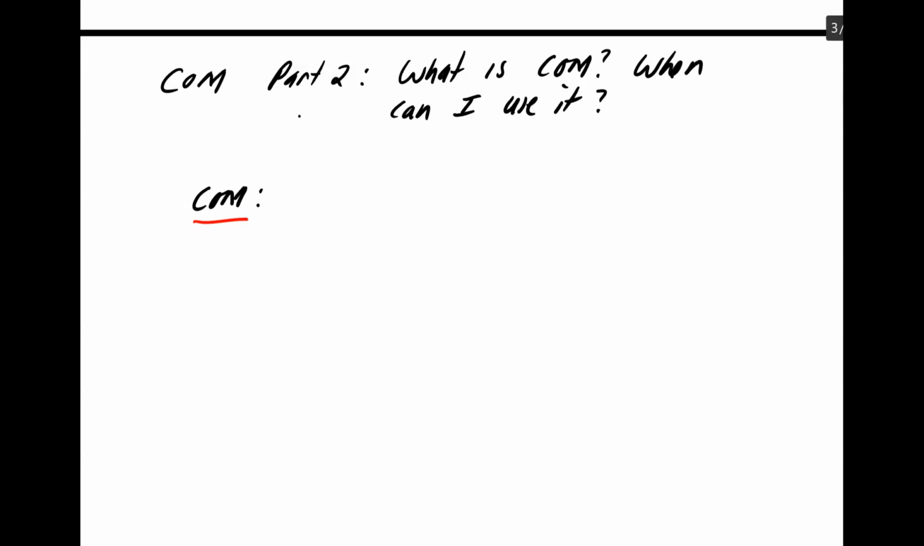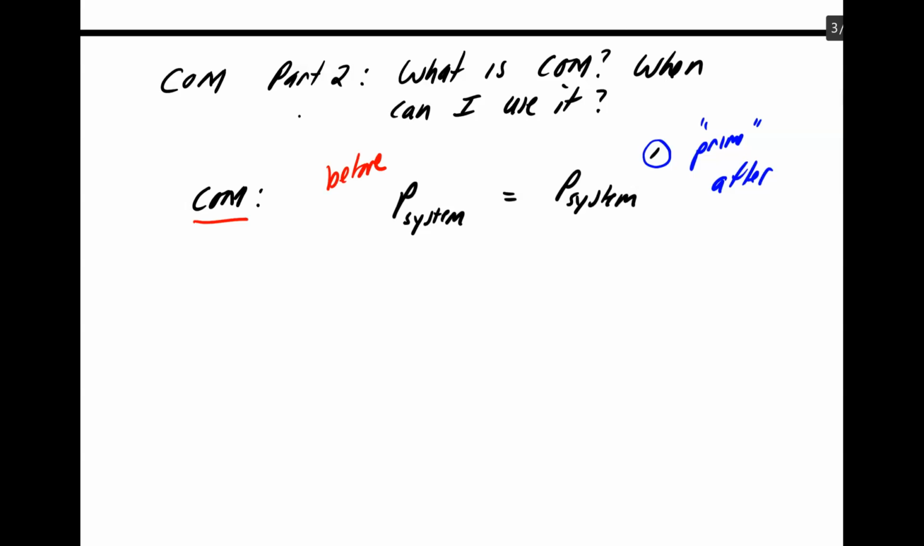Conservation of momentum says, here it is, P system equals P system prime. Let's talk about this little tick mark here. We say prime and it means after. And if there's no prime, like on the left side here, that just means before.